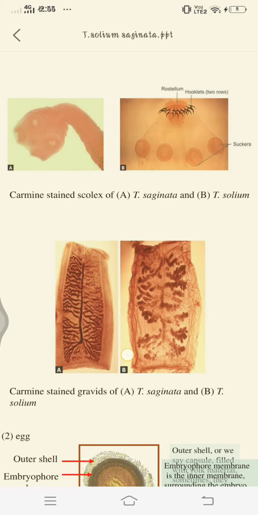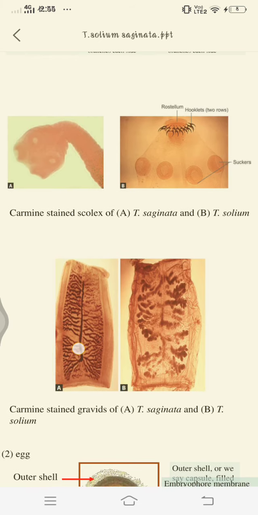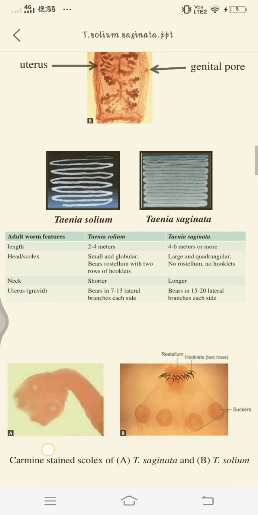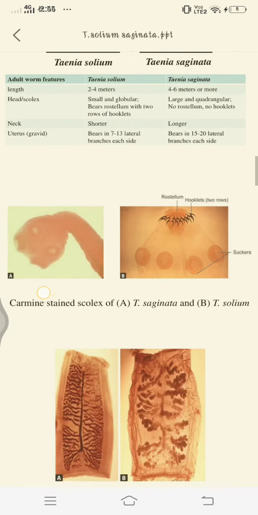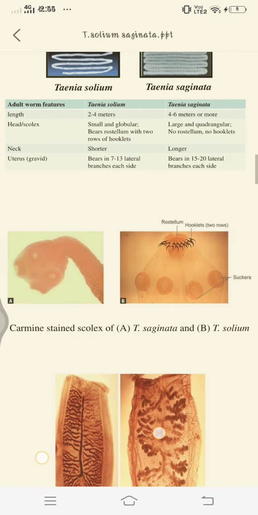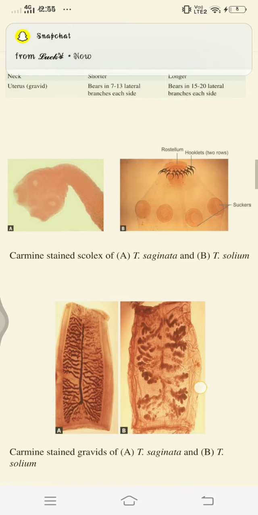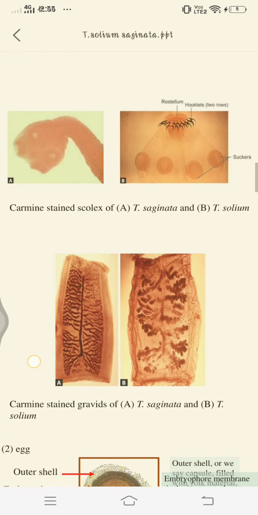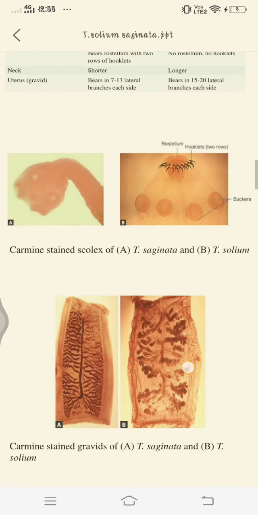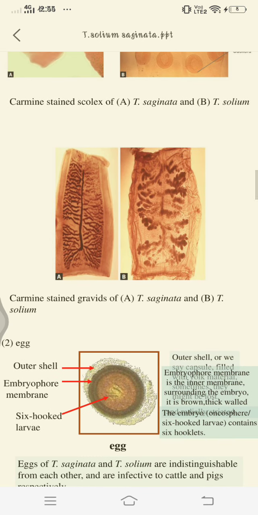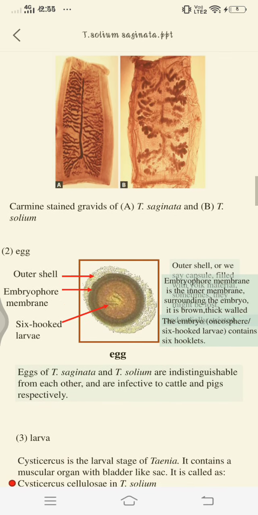So you can see the gravid segment of saginata, how it is looking. It has more lateral branches, as I discussed, 15 to 20 lateral branches. And here only 7 to 13 lateral branches, that is so few. So remember, solium has fewer lateral branches, so you can see more gaps, but here it is fully filled, meaning more lateral branches, 15 to 20 lateral branches in the gravid part. That is important.